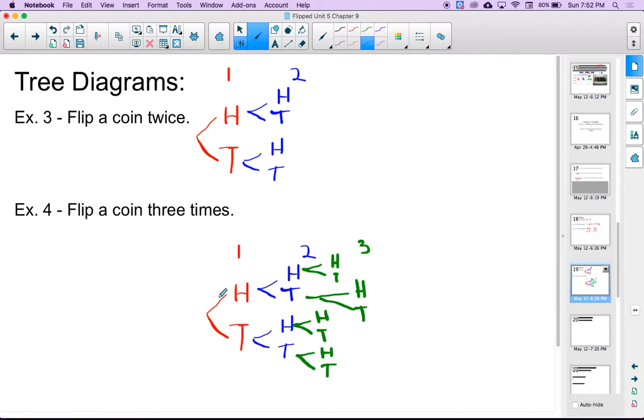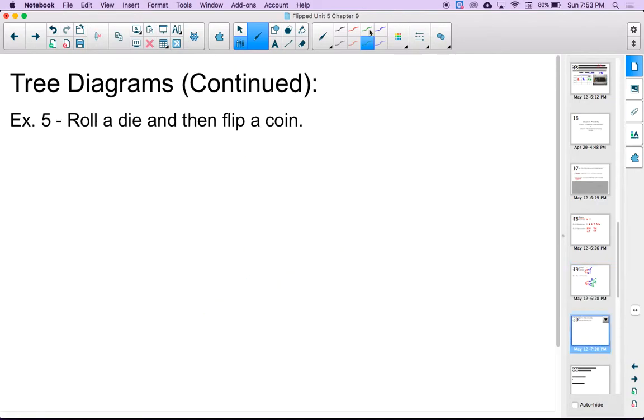Again, here's how we read it. Heads, heads, heads. Heads, heads, tails. Heads, tails, heads. Heads, tails, tails. Tails, heads, heads. Tails, heads, tails. Tails, tails, heads. Tails, tails, tails. And what I could do with this tree diagram is write out each of those outcomes to help make my sample space.